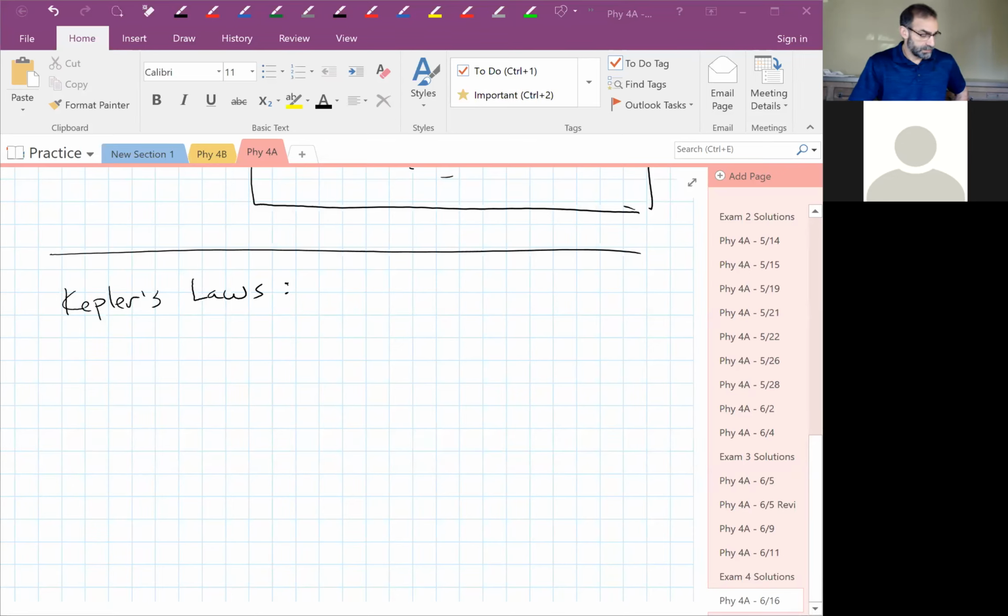Okay, Kepler's laws. So as I said, I'm not going to ask you any specific questions on Kepler's laws, but it's kind of an interesting story. If you're really interested in this stuff, take one of our great astronomy classes.